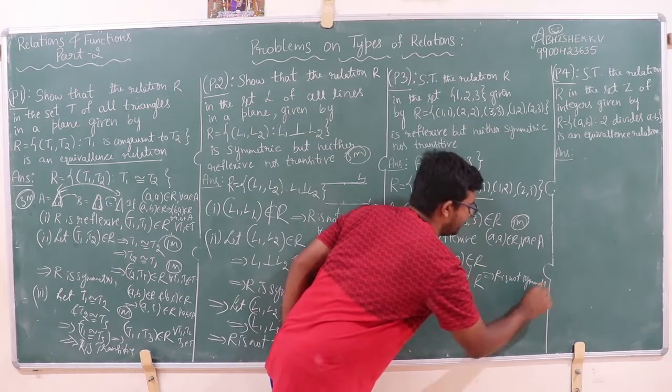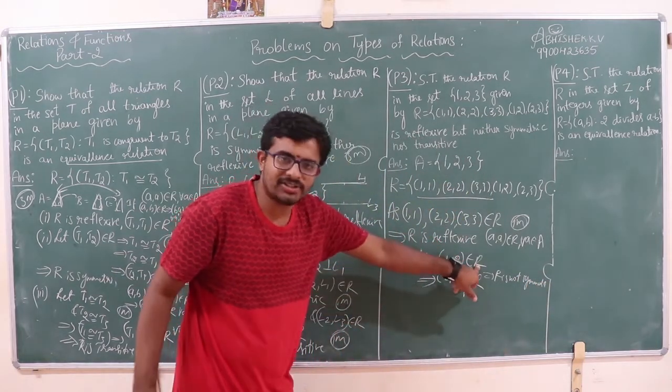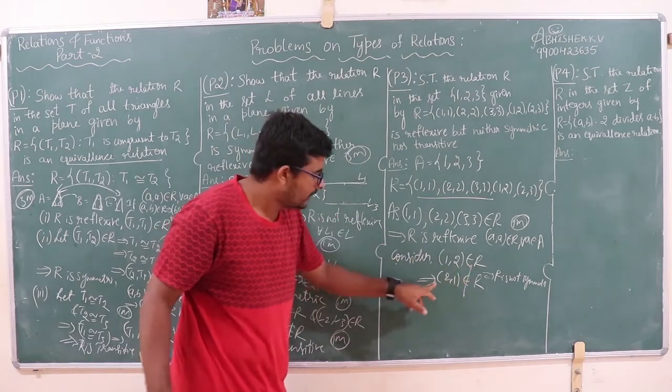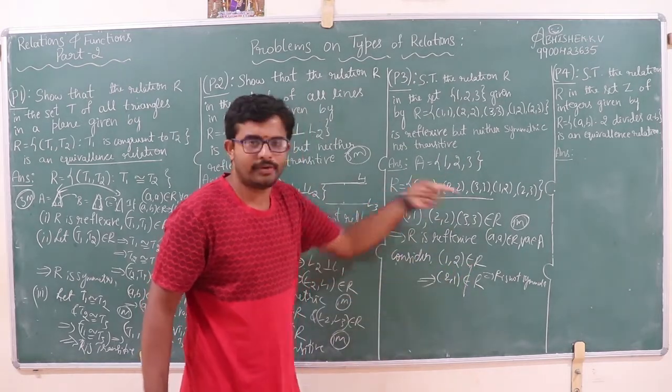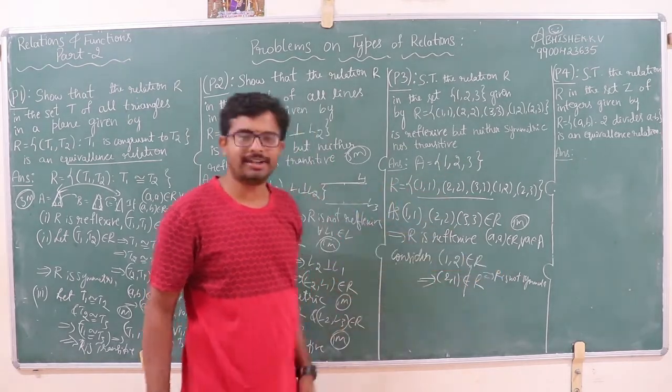R is not symmetric. Here (1, 2) belongs to the relation R, that is, 1 is related to 2, but 2 is not related to 1 in the given relation. Therefore, R is not symmetric.